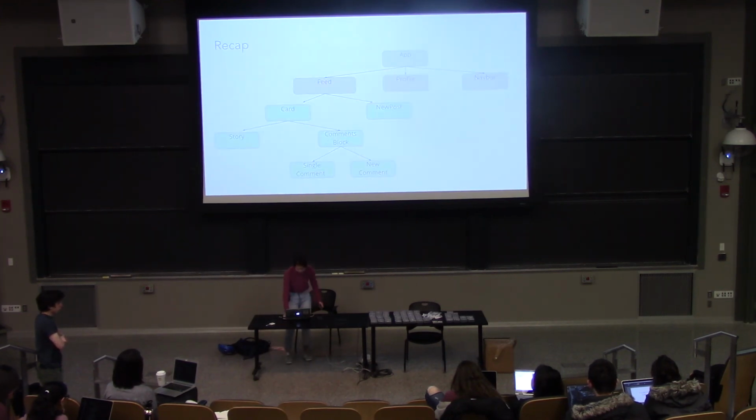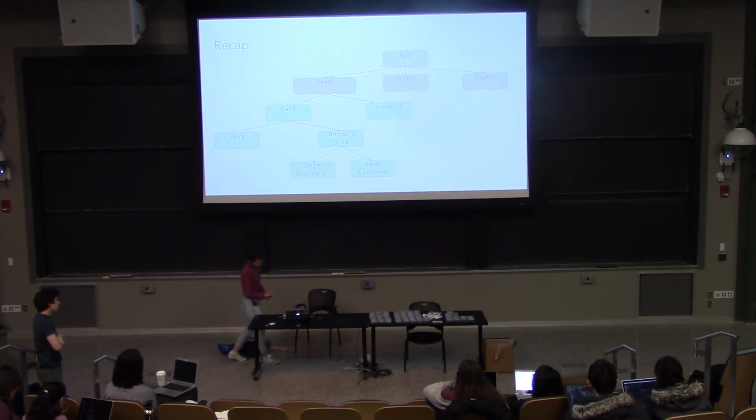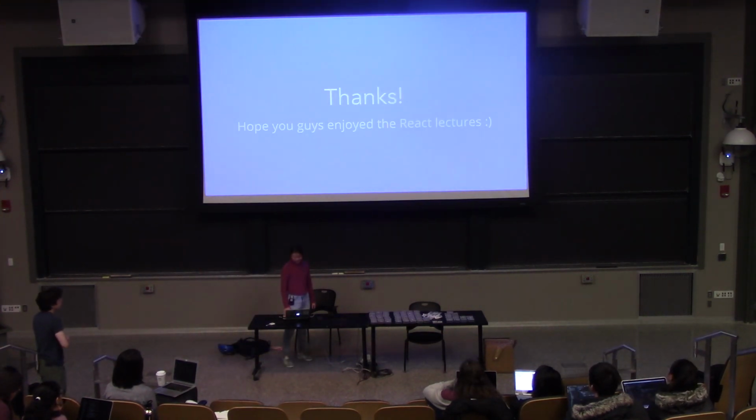So, recap. This is the Catbook React hierarchy. Your app is on the very top. Feed, profile, we have all these in modules, and navbar is already shown. And yeah, that's it.